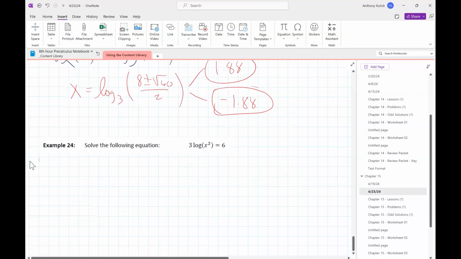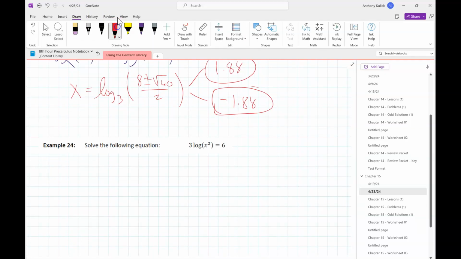All right, first equation. 3 times log of x squared equals 6. First thing I should do is, no, that's 3 times. That's a multiplication symbol in between the 3 and the log. Divide by 3. So then we have log of x squared is equal to 2. Now we can start attacking that, getting rid of that log.